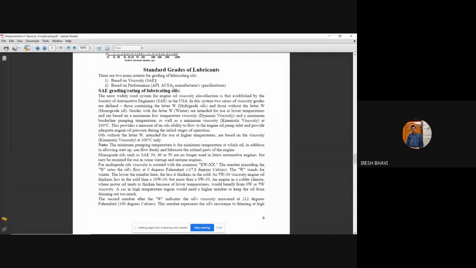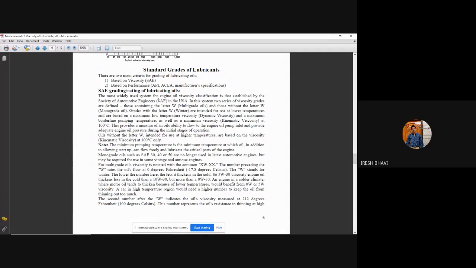So these are the different gradings or systems of grading for lubricating oil. First, let us discuss the SAE rating of lubricating oils, how SAE will rate or name different lubricating oils based on their viscosity. That we'll see. SAE is the most widely used system of rating. Even in India, we are using the SAE rating only.